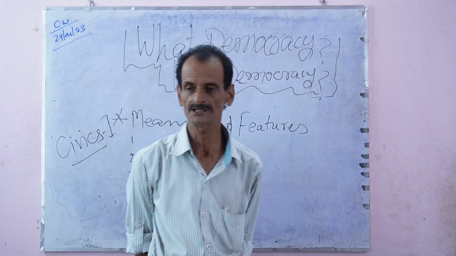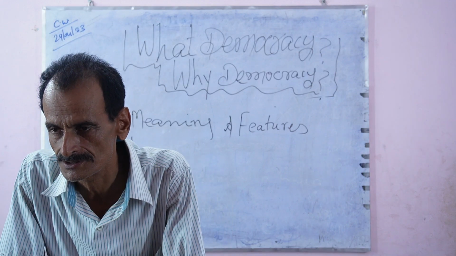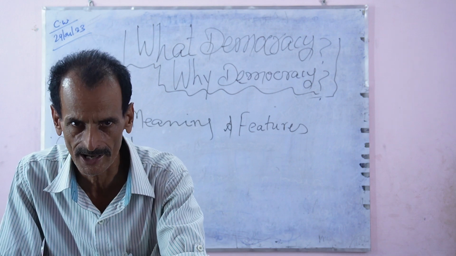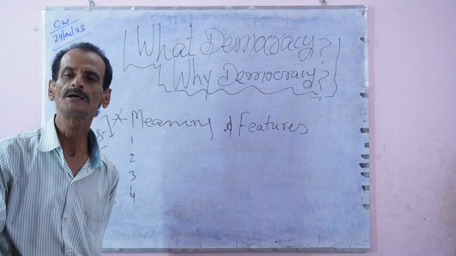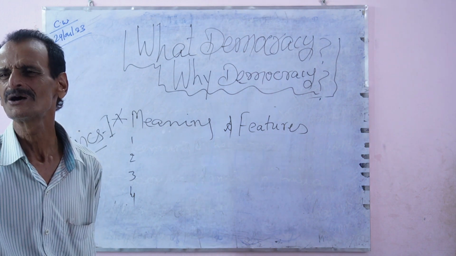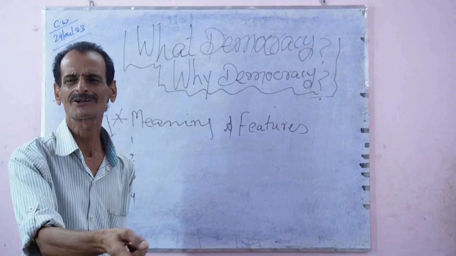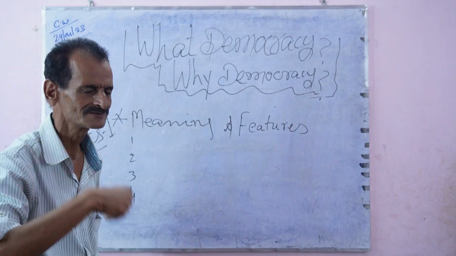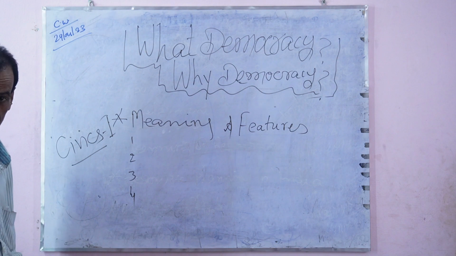If a question comes in the examination of 3 marks, what is democracy? Give the meaning. You will give a simple meaning of 1 or 2 lines, after that, 4 features. If a question comes of 1 mark, what is the simple meaning? Give a simple meaning in 1 line: democracy is that government where rulers are elected by the people. 1 mark. 3 marks: 4 features also.